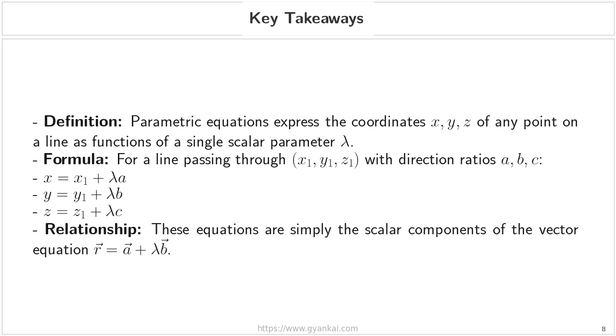Finally, it is crucial to understand the relationship between what we've learned today and our previous lesson. These parametric equations are not a brand new concept. They are simply the scalar components of the vector equation r equals a plus lambda b when we break that vector equation down into its i, j, and k components. As we did in our step-by-step derivation, we arrive exactly at these parametric forms. If you have mastered these 3 points, you have a solid foundation for working with lines in three-dimensional space.